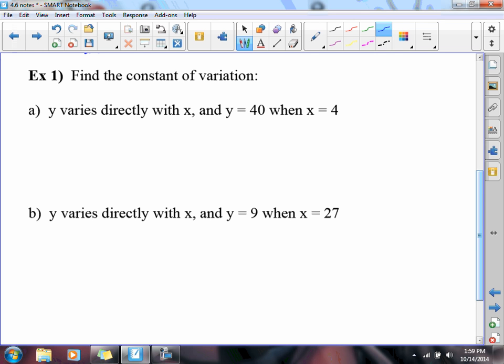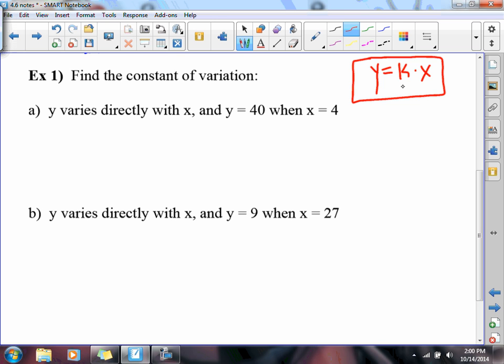So part A says y varies directly with x, and y equals 40 when x equals 4. Now, there's an equation that we're going to use for direct variation. And it's always going to be y equals k times x. And that equation is always going to look that way. It's always going to have y and k and x.